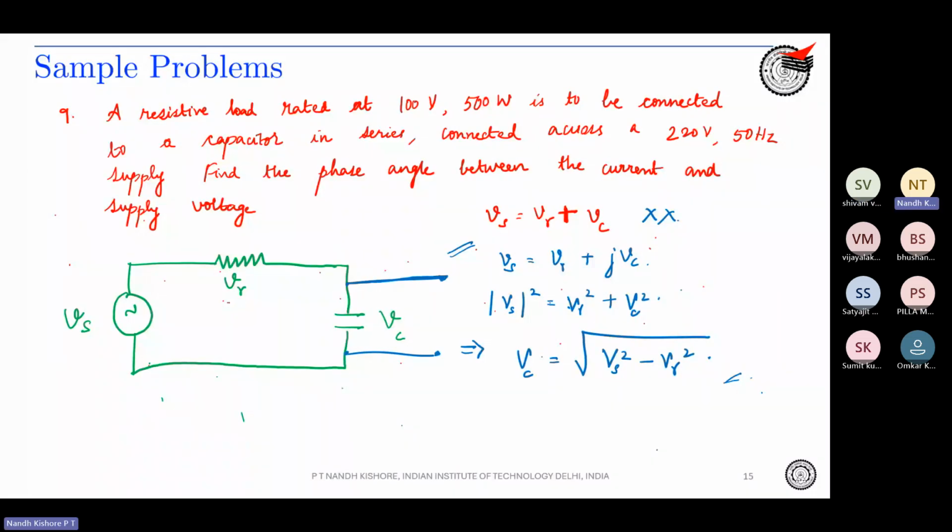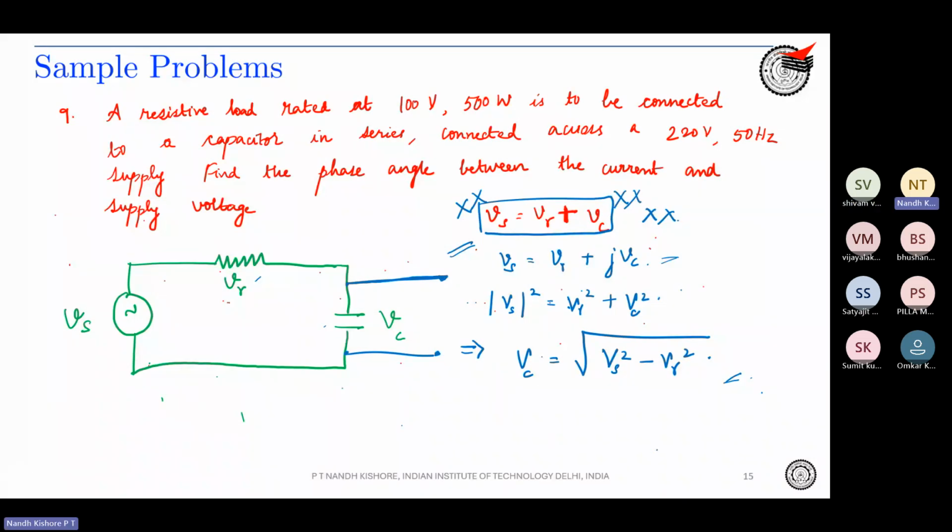Please make sure that you don't add the voltages for resistor and capacitor directly. No, you cannot do that. So Vc is equal to root over Vs square minus VR square. Vs is equal to VR plus JVC. Magnitude wise, it will just be A plus JB, so magnitude would be root over A square plus B square. From that only we are getting Vc. Writing Vc is equal to Vs minus the root of Vs square minus VR square is totally wrong. Please throw it out of your mind if you have such a representation. Please do not make this mistake.